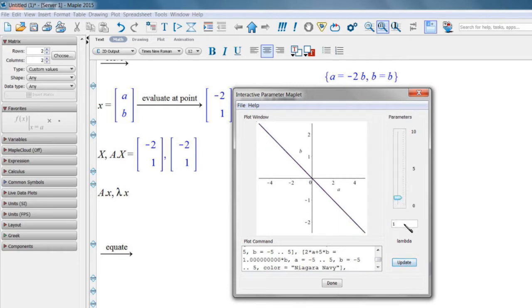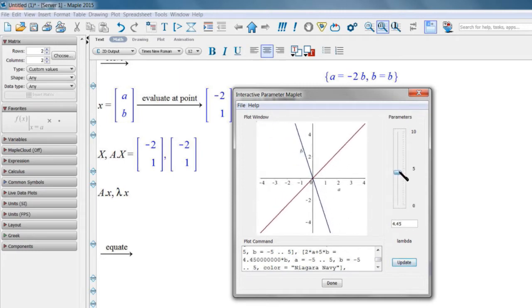And they are coincident when lambda is 1, but we know that. That's what this calculation here told us. I wonder if there's any other value of lambda for which the lines are coincident. Yes, 6. So there is a value of lambda over and above that 1 for which the lines are coincident, which means that there would be a non-zero solution to the equation AX equals lambda x.